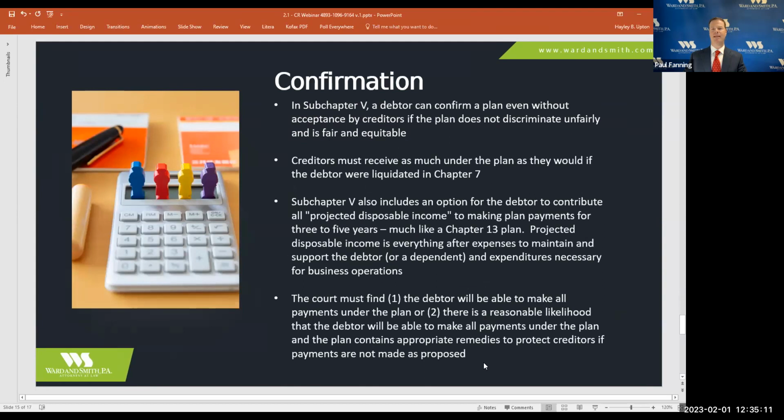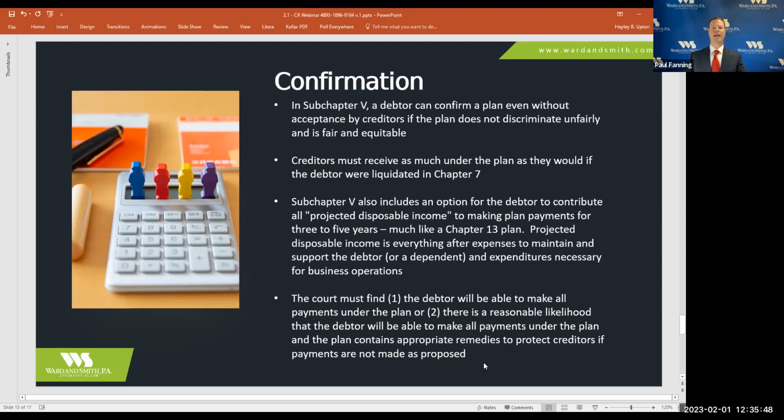The confirmation. So we talked a little bit about it earlier. In a Subchapter 5, a debtor can confirm a plan even without acceptance by the creditors if the plan does not discriminate unfairly and is fair and equitable. The most powerful aspects are that the plan just contributes all projected disposable income for at least 3 and no more than 5 years, much like a Chapter 13 individual reorganization.